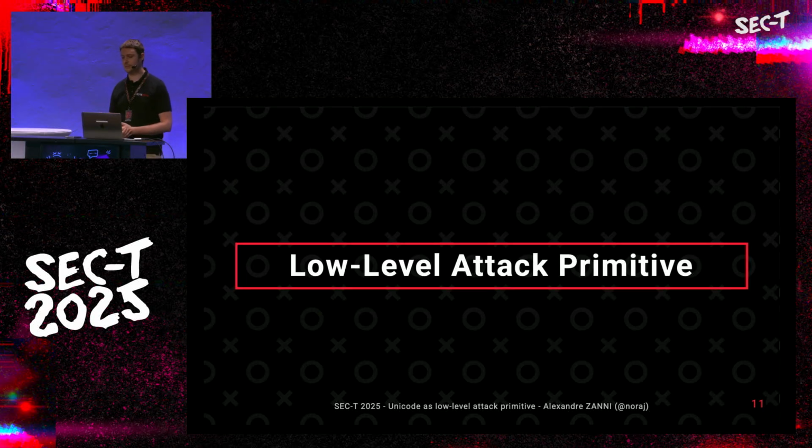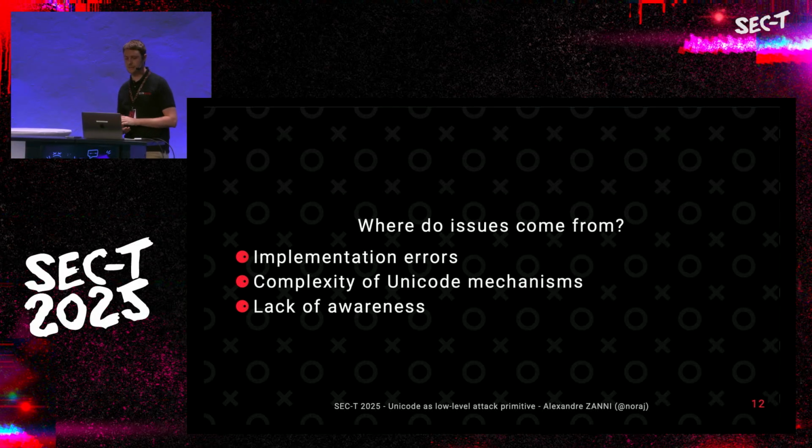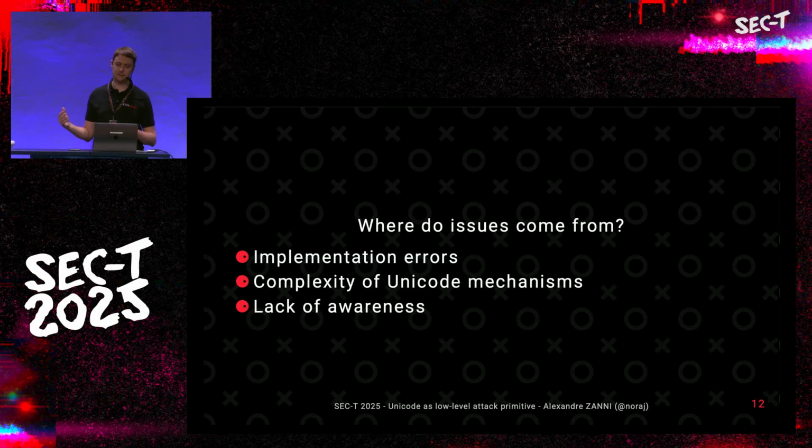So now let's talk about security. Typically, the security issues in Unicode you will face in software will come from the complexity of Unicode and its many dozens of complex mechanisms, some of which we'll see during the presentation, and the lack of awareness from developers that there is stuff to manage with the encoding. The complexity of those mechanisms will lead to implementation errors, of course.